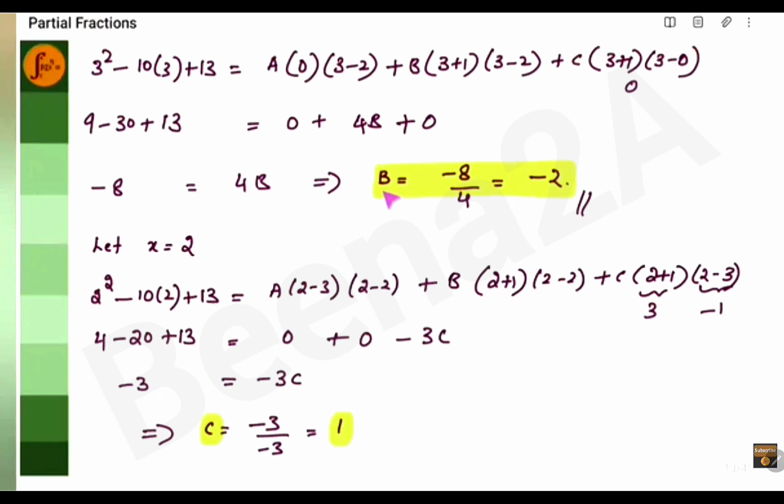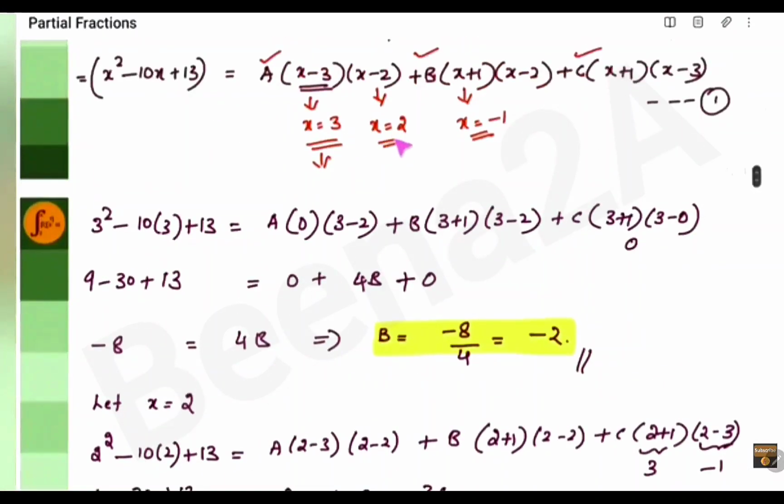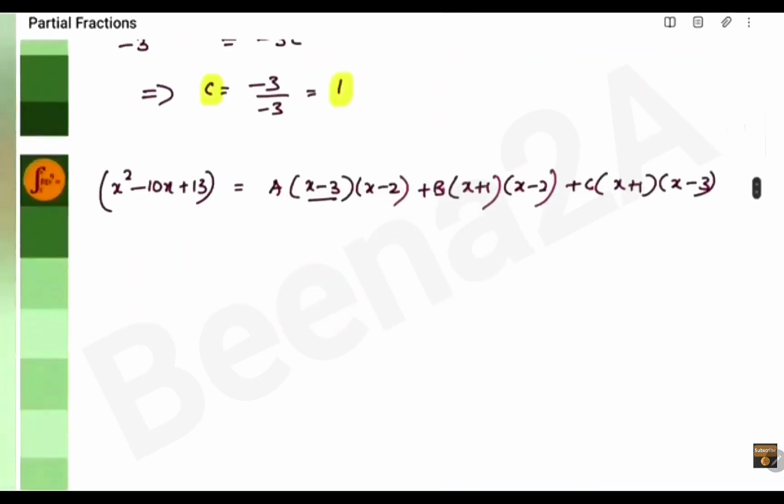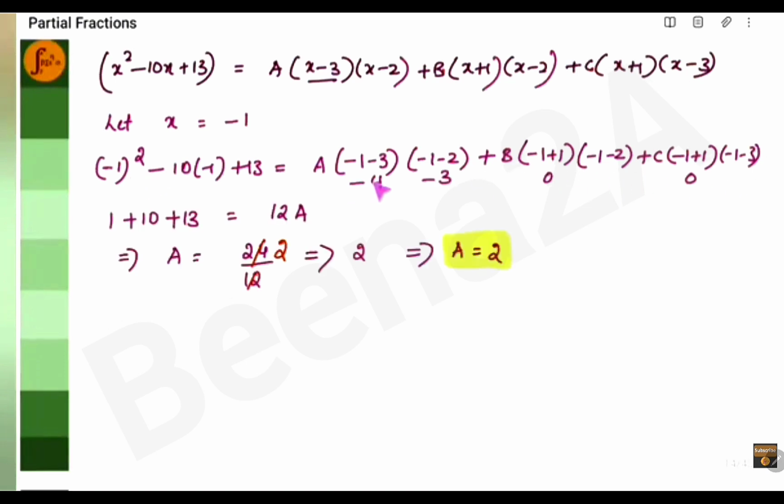So now we have got the values of b and c. Now we will have to find the value of a, right? We have finished x is equal to 3 and x is equal to 2. Now we will have to take x is equal to minus 1, right? So let's take x is equal to minus 1 and substitute in this equation. So on substituting x is equal to minus 1, we will get this particular expression. So on simplification, we will get 12a is equal to 24. Thereby, we will get a is equal to 2.